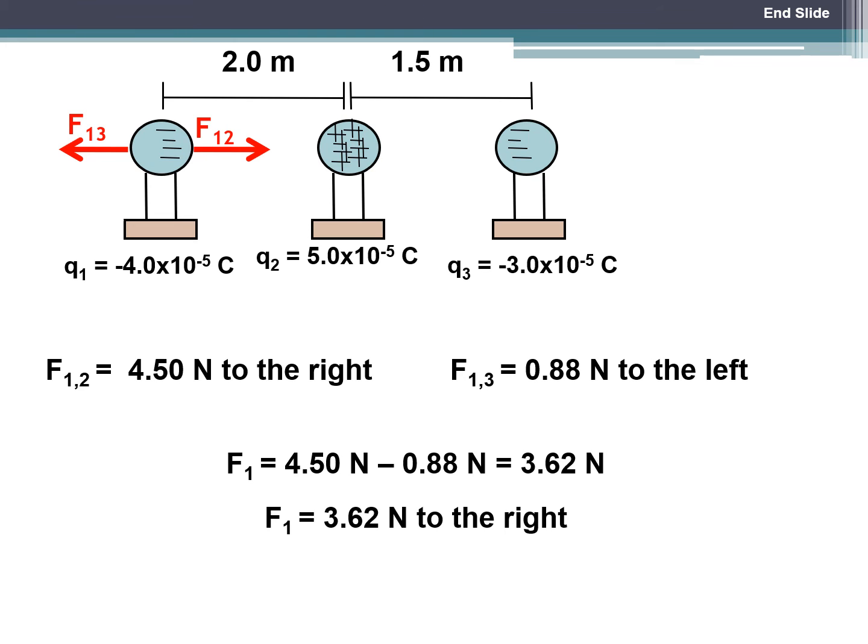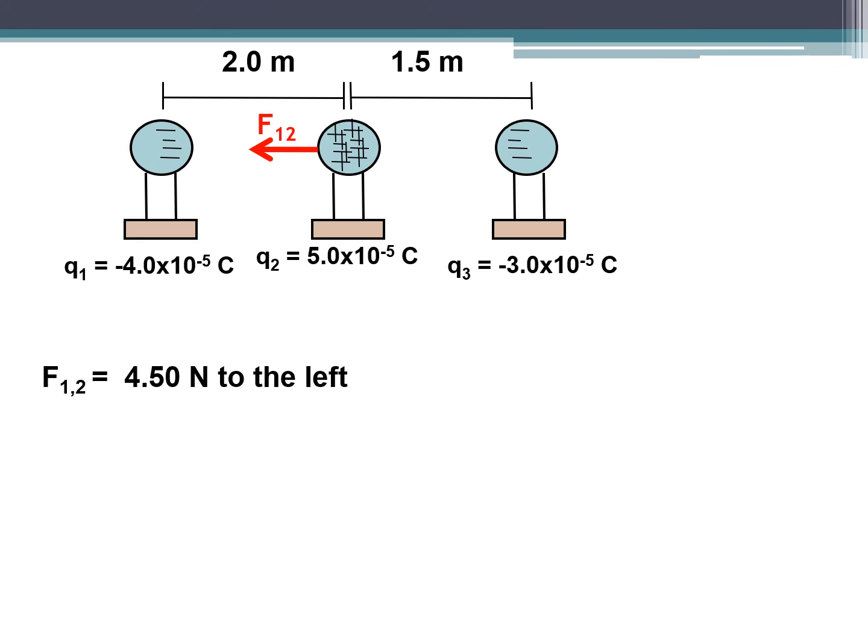Now that we've translated that over, we're going to add these two vectors together. We can kind of ignore the fact that it's an electrostatic problem. We're just going to add these two vectors. The 4.5 newtons to the right is going to be positive, and that 0.88 newtons to the left is going to be negative, and that gives us a total force of 3.62. And since this is positive and we've already translated over, it's going to be to the right, so 3.62 newtons to the right.